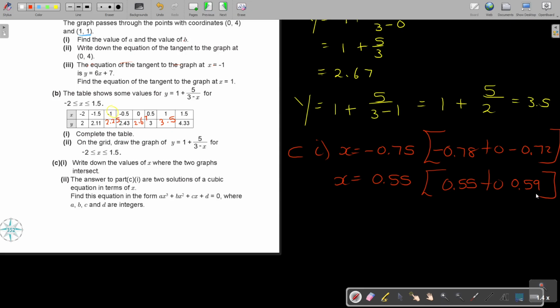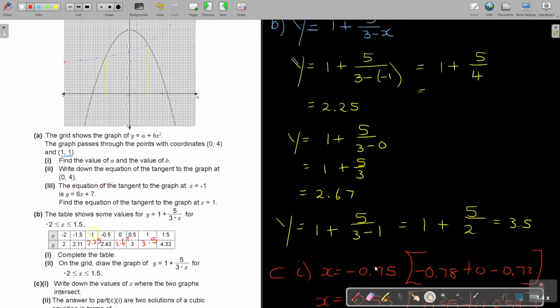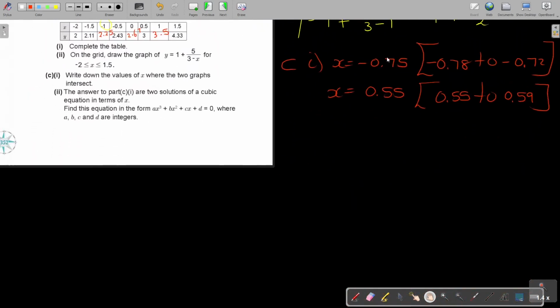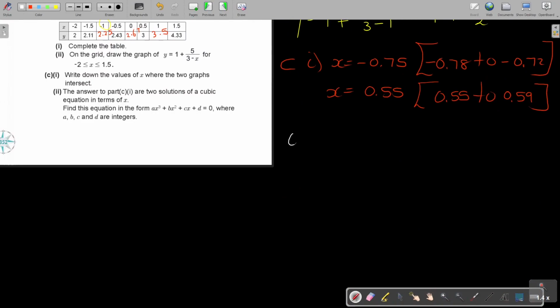And then the last one. The answers to part C are two solutions of a cubic equation in terms of x. Find this equation in the form where a, b, c are integers. Okay, now you basically have both graphs. Let me just show you what graphs you have. Can you remember we found the value of a and b? I'm going to write it down for you here. The first graph was 4 minus 3x squared. And then you have this new graph that we were drawing, 1 plus 5 over 3 minus x.